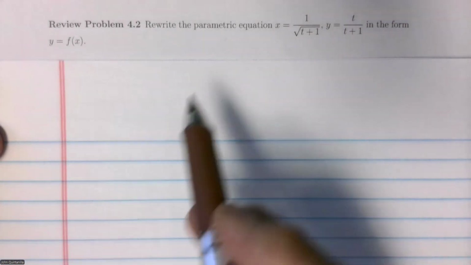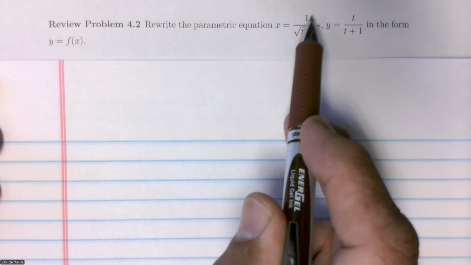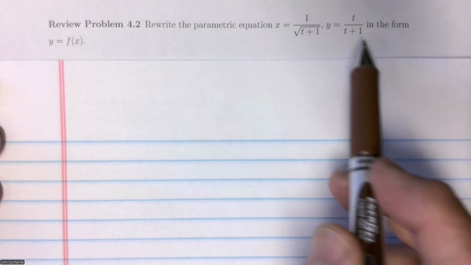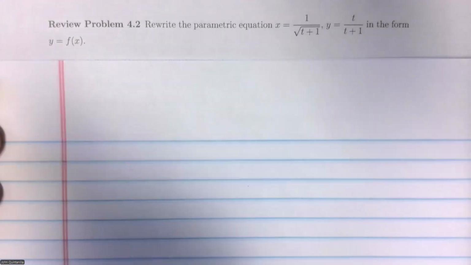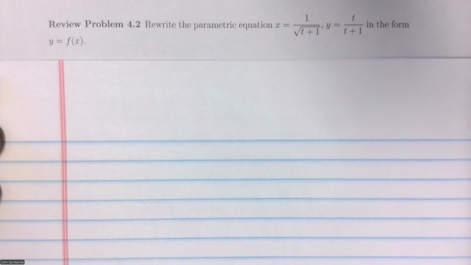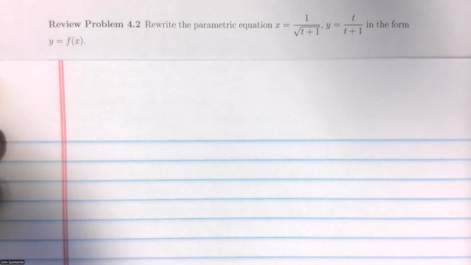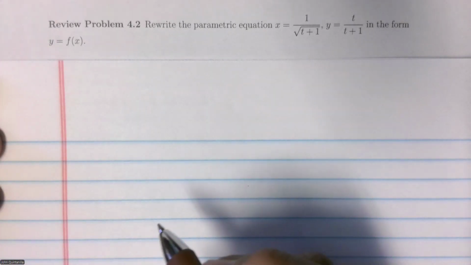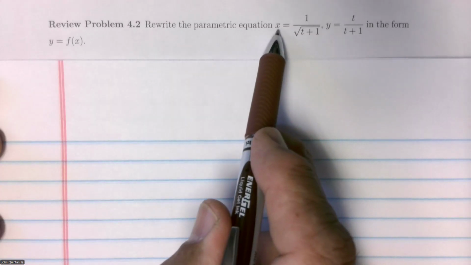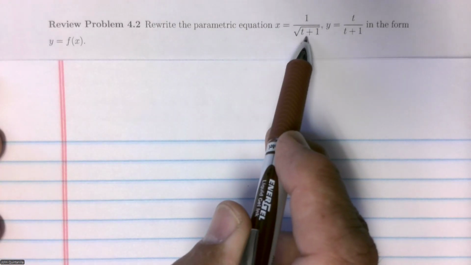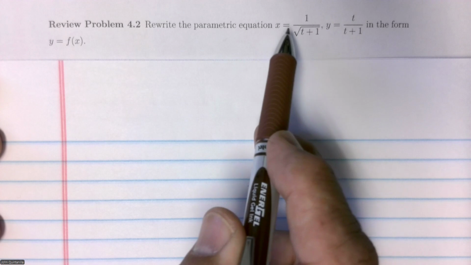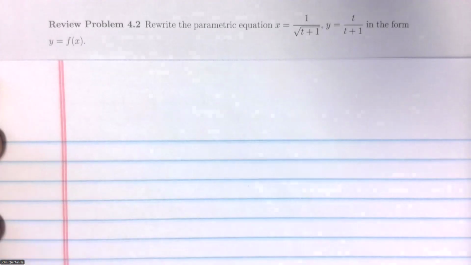In this review problem, we have the parametric equations x is equal to 1 over the square root of t plus 1, y is equal to t over t plus 1. And the question is to convert this into the form y is equal to some function of x. All right, so the way that we typically do this is that we first take the equation for x and solve for t. And then once solved for t, we substitute into the equation for y.